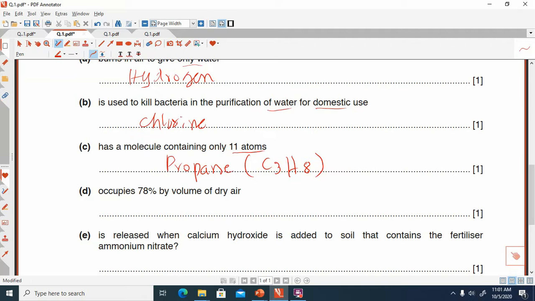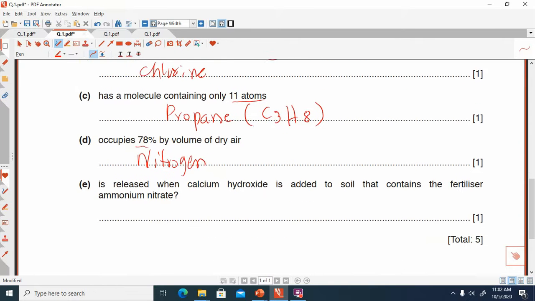Now D is the sentence: which one of the above occupies 78% by volume of dry air. So as you know that in our environment or atmosphere, in the composition of the atmosphere, there is nitrogen gas, right, which is present in the air up to 78%.